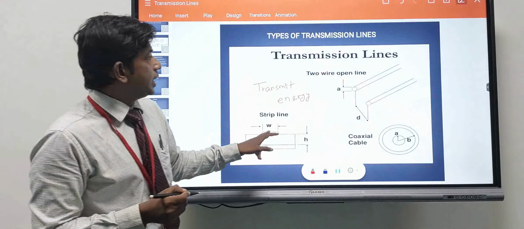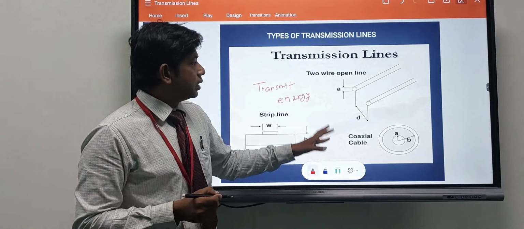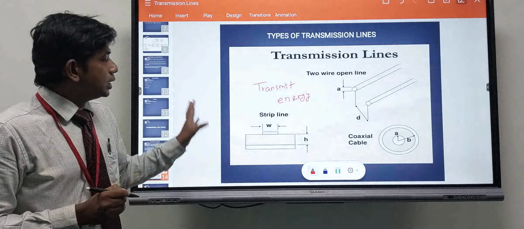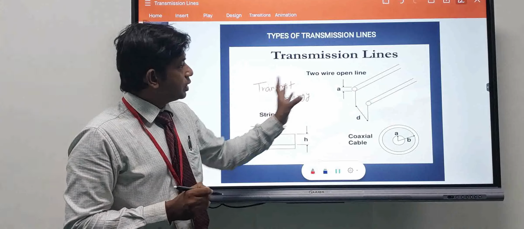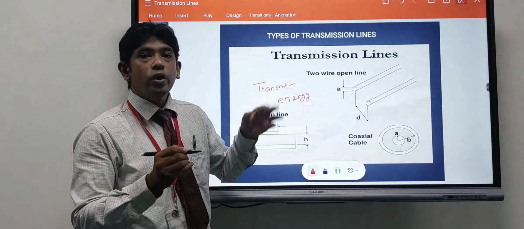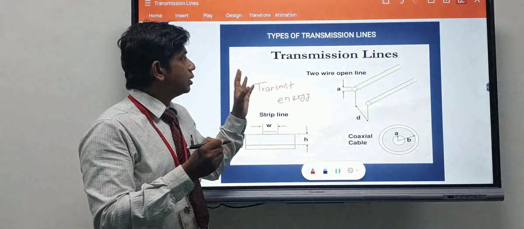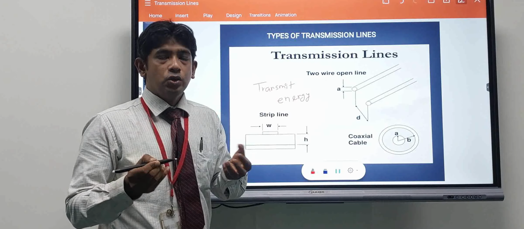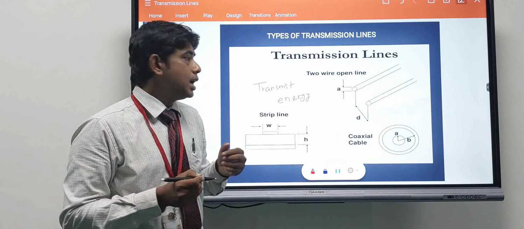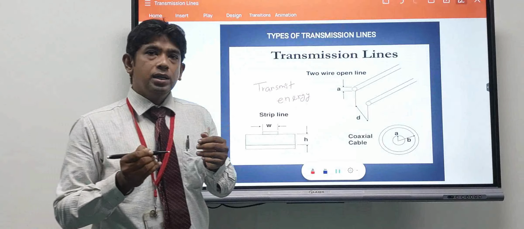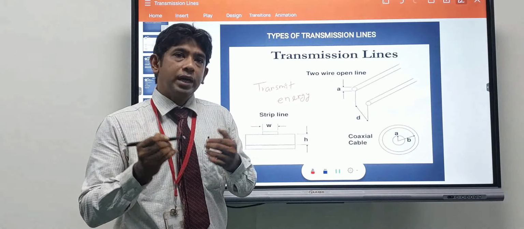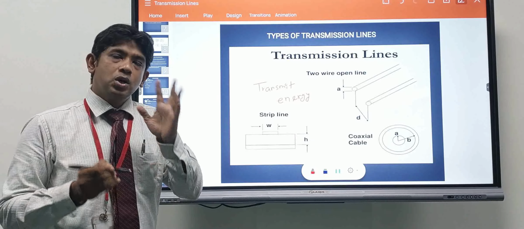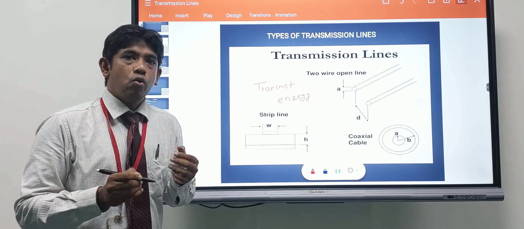Now, as we can see in this particular diagram, there are strip lines and two wire open lines along with coaxial cable. So here you can see there are widths and there are various parameters that go into designing the transmission lines and how they will work. So what are the types of transmission lines? An open wire line is also called a parallel wire type. These lines are parallel conductors open to air and hence called open to air lines.